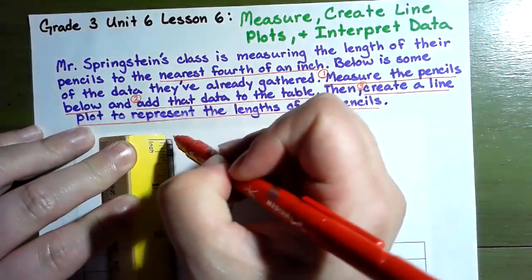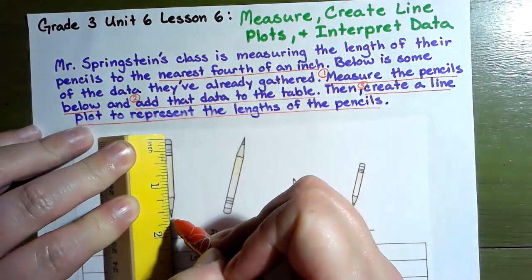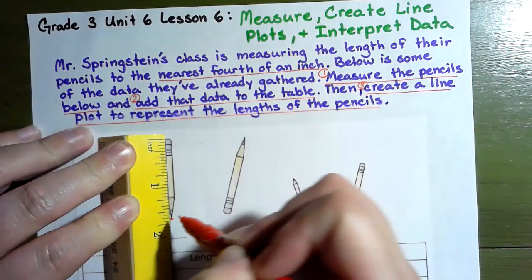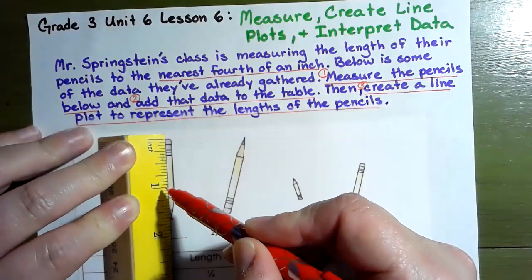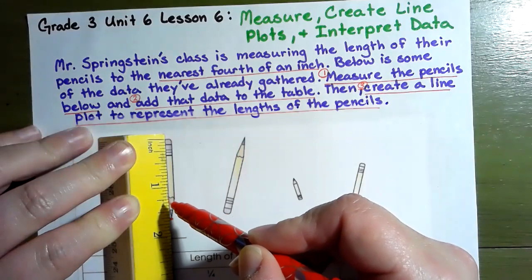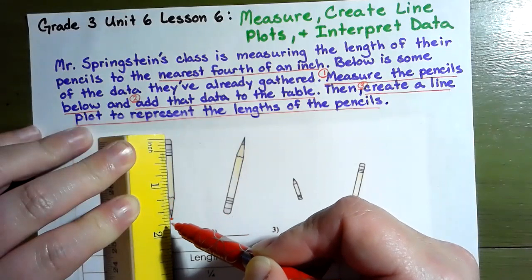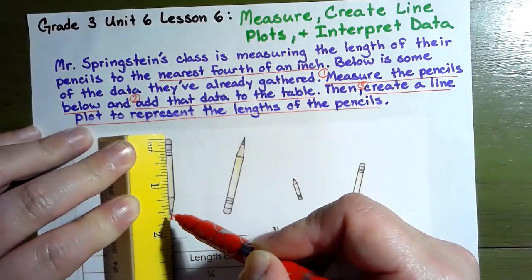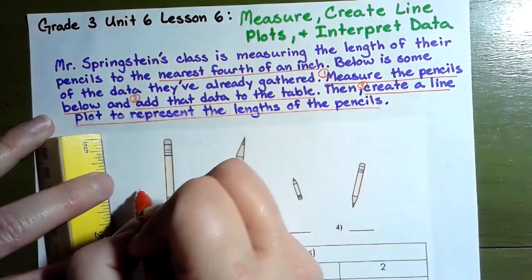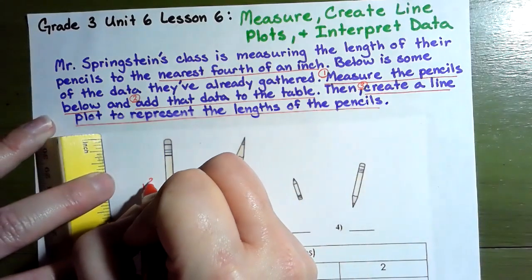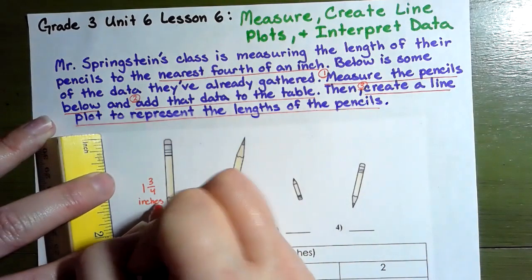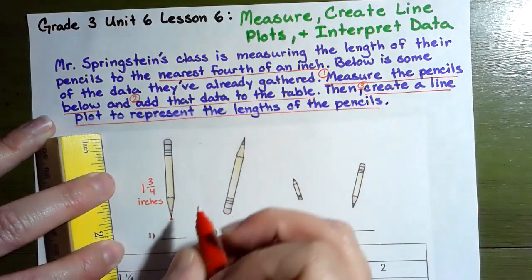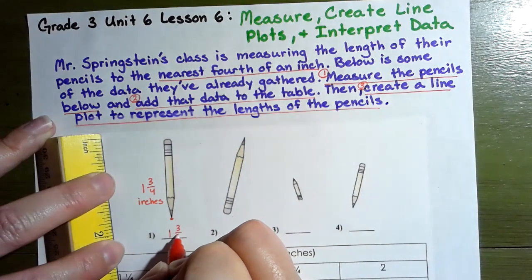So as I measure the object, I can mark the end of the object here. And I can see on my ruler that if this is 1 inch, this is 1 1/4, 1 1/2, and 1 3/4. And it's almost to the 1 3/4. So I'm going to record that as 1 3/4 inches. I want to make sure that I include my units. I can also write it here, 1 3/4.